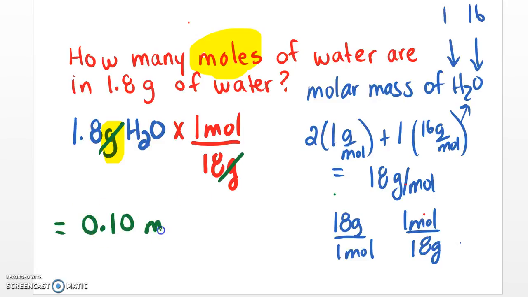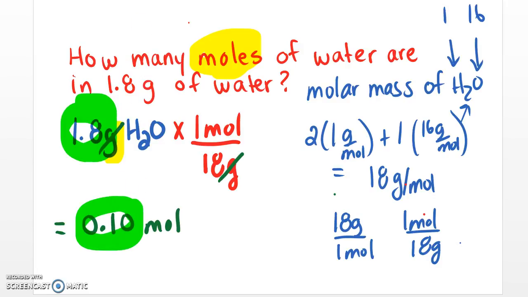0.10 moles. We have to have 2 sig figs because this number here has 2 sig figs. So our answer has to have 2 sig figs. Remember, the numbers from the periodic table do not affect our sig figs. So see how I've shown how my grams cancel, my unit is in moles. And now you're done.